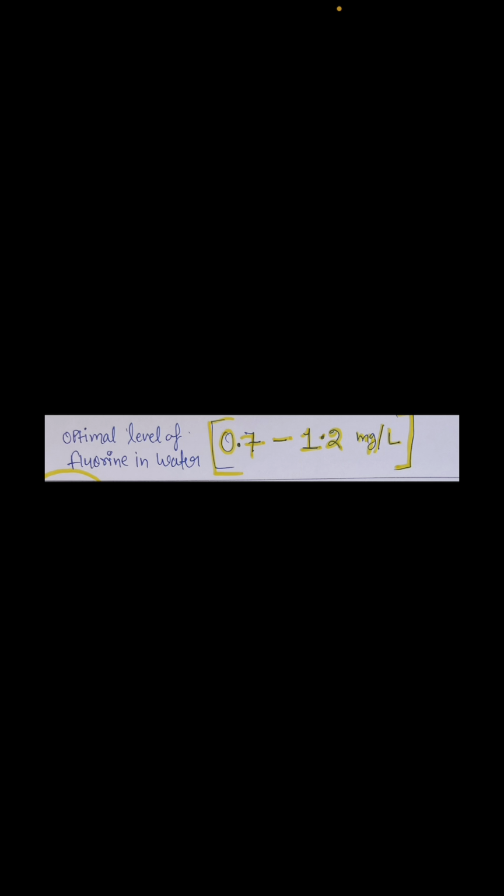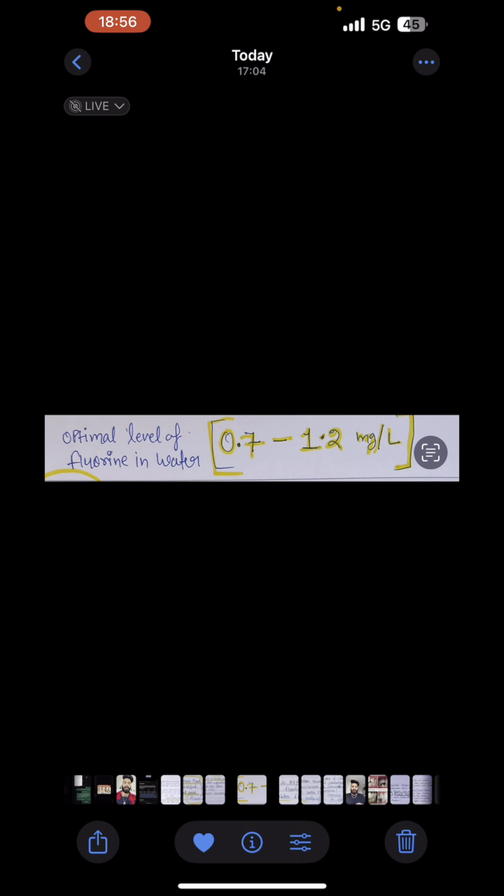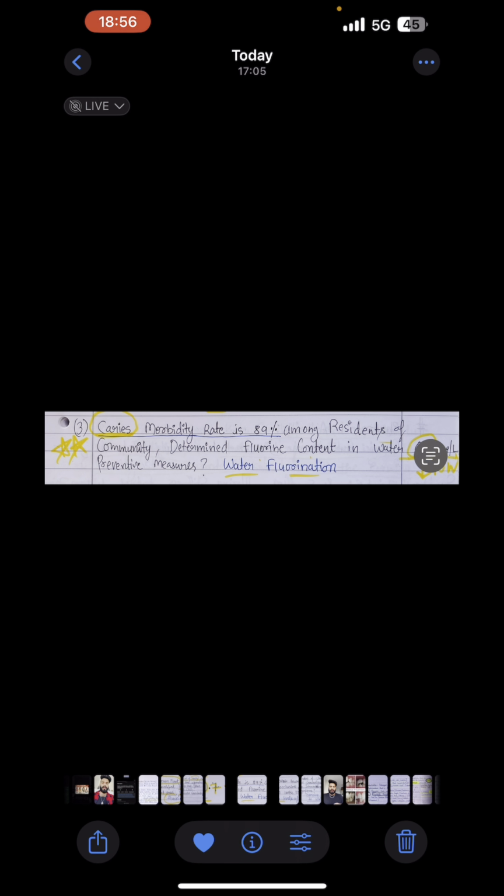The next question says that caries morbidity rate is 89% among the residents of a community. Determine the fluorine content in the water, which is 0.1 milligram. So the preventive measure, we know that 0.1 milligram is literally the lowest, so what we should do is water fluorination. We should add fluorine to the water so that they can get better. Caries are basically tooth enamel damage and yellowing of the teeth due to chronic fluorination.